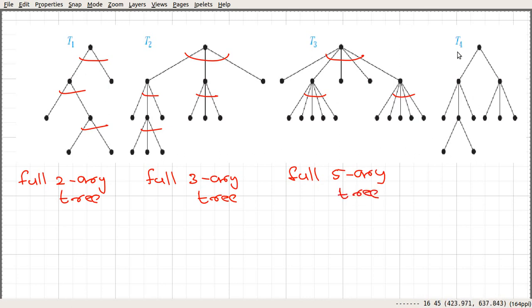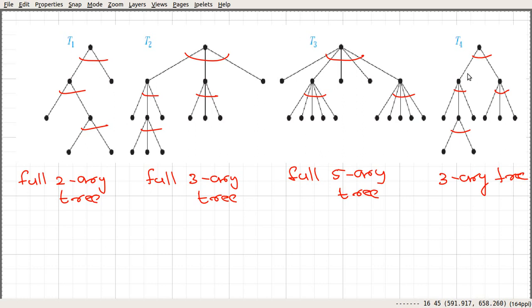Okay, so let's look at T4. If you look at T4, we can see that here the number of children is 2, here the number of children is 3, here the number of children is 3, and here the number of children is 2. So this is an example of a 3-ary tree.